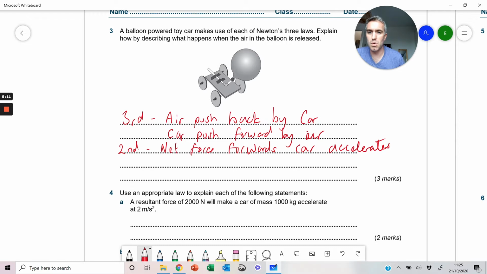And the second law is because it's not moving at the start. Not moving. Oh, sorry, that's the first law. And then not moving at the start, because there's no forces. Or it could just be that when the balloon stops blowing, it stops moving. I'm not sure.